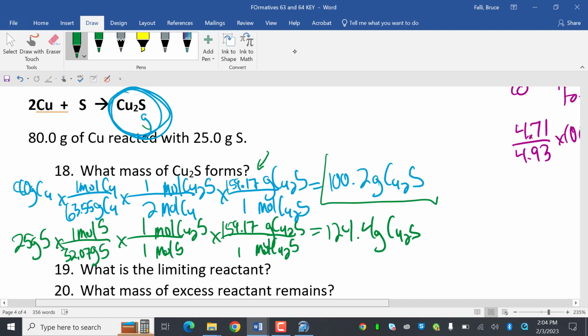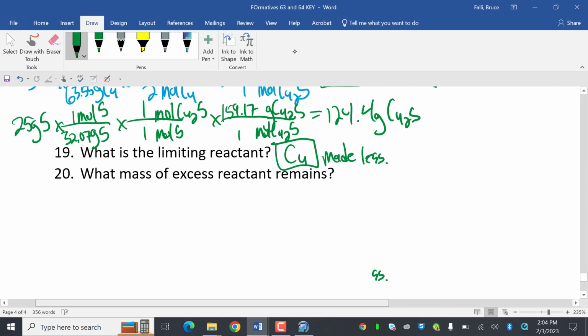So the question is, what mass forms? The mass that forms is the smaller number. What is the limiting reactant? That is copper, because it made less. Your limiting reactant always makes less. What mass of the excess remains? So how do you find your excess again?